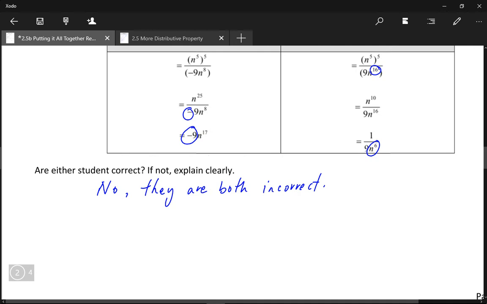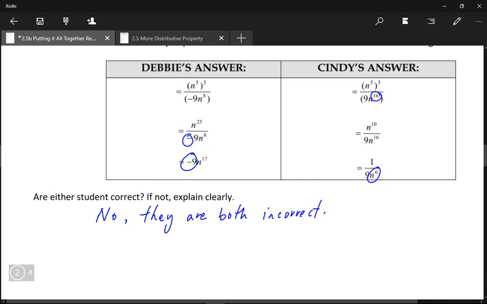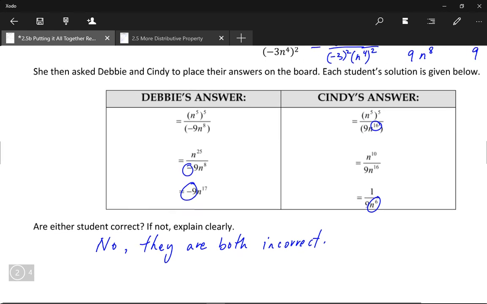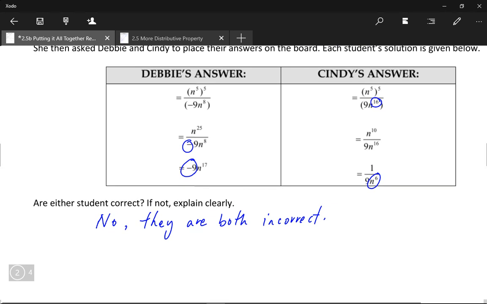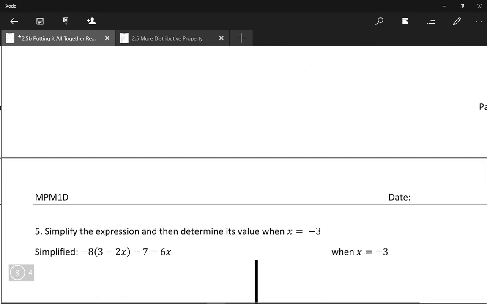Okay, explain why. The reason why is because for Debbie, she did not do the multiplication of the negative 3 correctly. And for Cindy's answer, she must have doubled the exponent on the bottom to get 16 instead of 8. Okay. All right, next page, number 5.